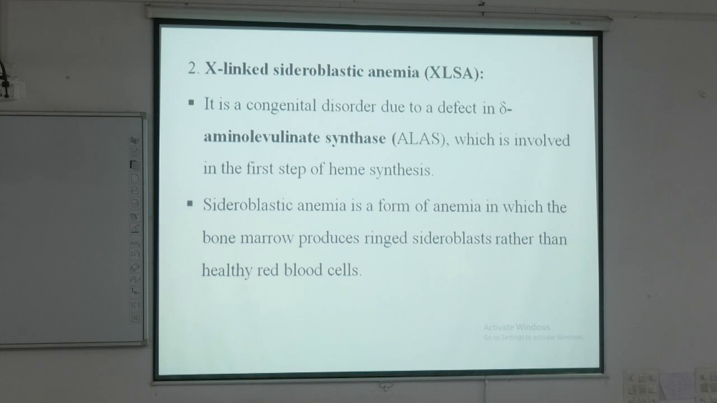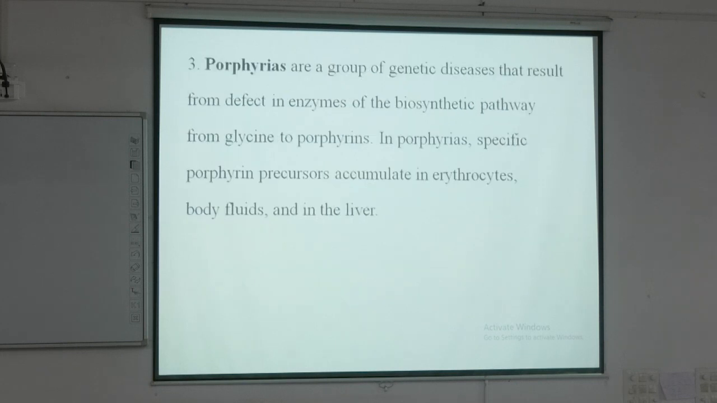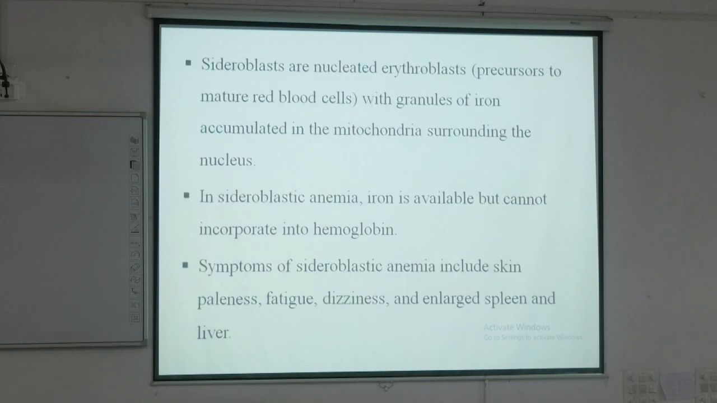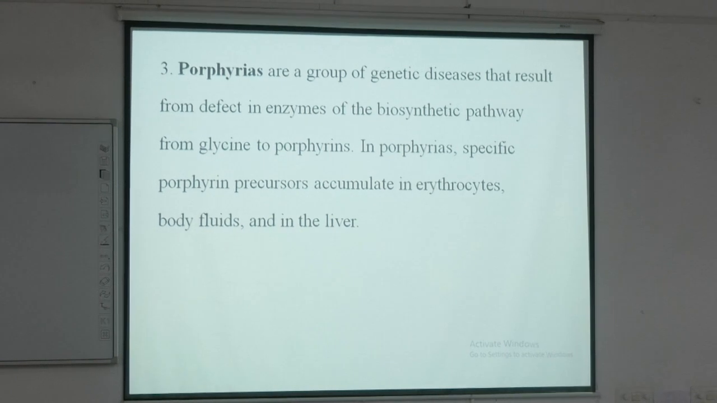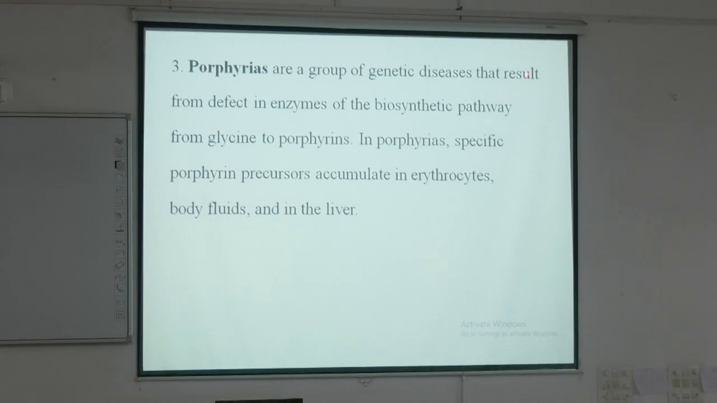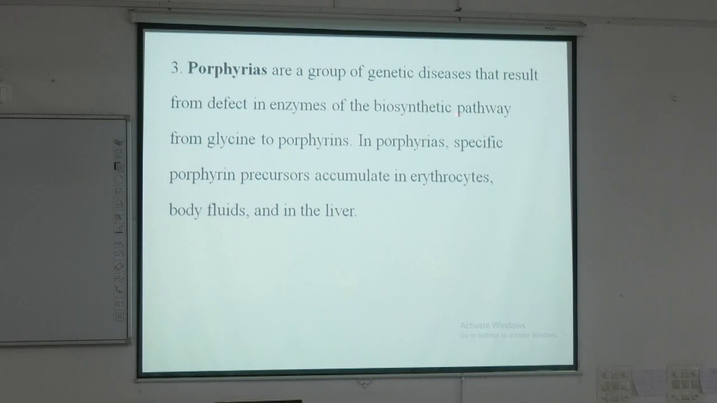Okay, now I am going to the next slide. Sometimes a question is asked: when you study anemia, there are types such as iron deficiency anemia and sideroblastic anemia; you can go through the details, so I will skip this because it is just revision. Sideroblastic anemia happens during the metabolic pathway. Now porphyrias. The question is asking what porphyrias are. Porphyrias are a group of genetic disorders that result from defective enzymes of the biosynthetic pathway of glycine to porphyrins. In porphyrias, specific porphyrin precursors accumulate in the erythrocytes, body fluids and the liver.